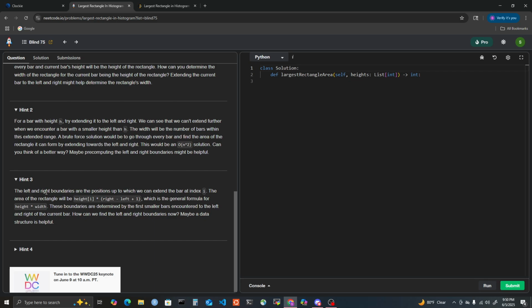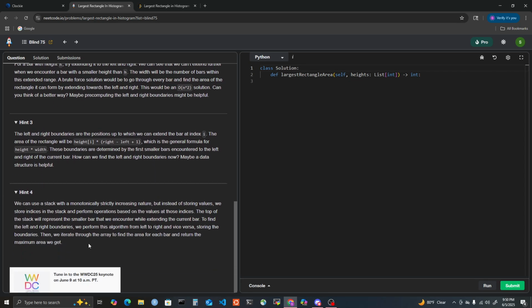How can we find the left and right boundaries now? Maybe a data structure is helpful. Min stack? We can use a stack with a monotonically strictly increasing nature, but instead of storing values, we store indices in the stack and perform operations based on the values at those indices. The top of the stack will represent the smaller bar that we encounter while extending the current bar to the left and right boundaries. We perform this algorithm from left to right and vice versa, storing the boundaries. Then we iterate through the array to find the area for each bar and return the maximum area we get.